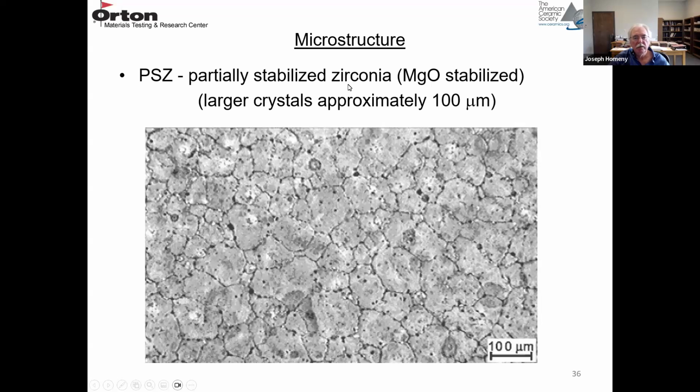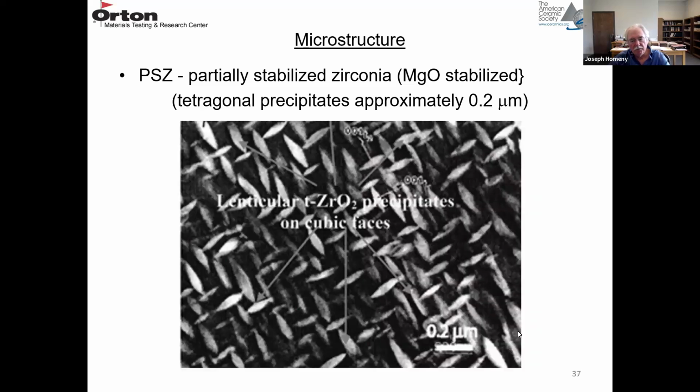And then if you have a partially stabilized zirconia, this one has an MgO stabilizer. You can make out the crystals. You can see these black dots are internal porosity. You can make out the grain boundaries. So the larger crystals are about 100 microns. So they're partially stabilized.